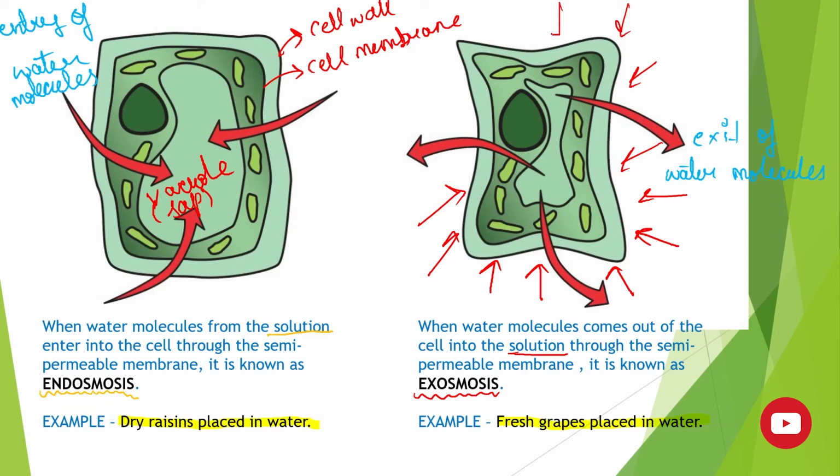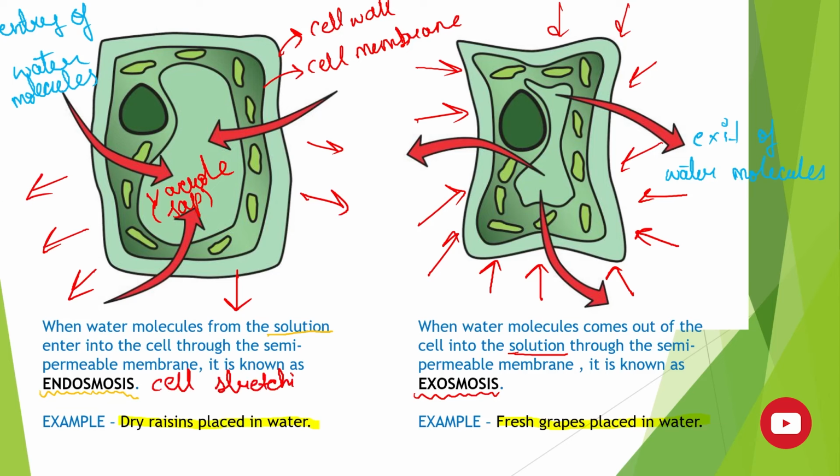Now, when the cell shrinks, that state or phase is referred to as a different term, which we will be discussing in the later parts of the chapter. But here the cell is shrinking, and here the cell is expanding outside. That is, the cell is stretching. So this involves cell stretching, and this involves cell shrinking.